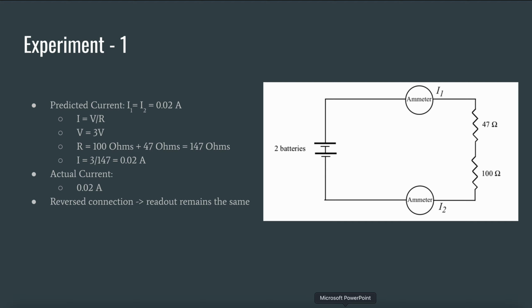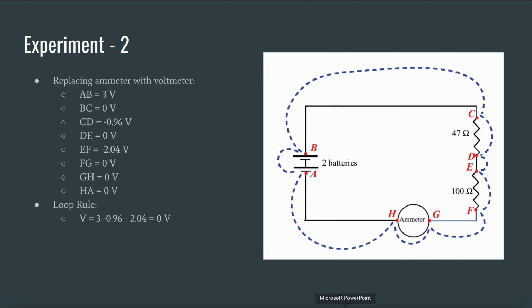We know that I is equal to V divided by R. Here, the V was equal to 3. The total resistance is 147 ohms. And then using that equation, we find that the current is 0.02 amps. And it was found that the actual current was also 0.02 amps. And doing the reverse connection, the readout on the ammeter remains the same.